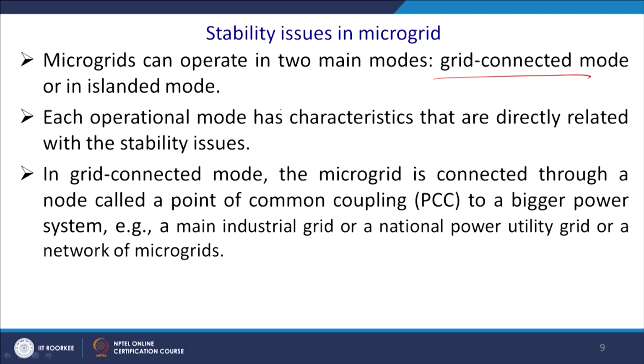In grid connected mode, the microgrid is connected through a node called the point of common coupling to a bigger power system, main grid, industrial grid or the national power utility grid, or a network of microgrids or anything. In this operation mode, the dynamics is imposed by the bigger power system. So, ultimately the frequency will be determined by the external grid, not by you.